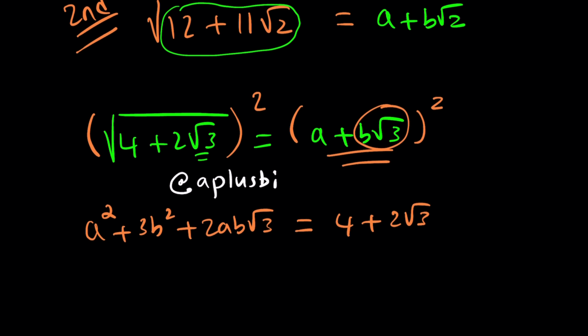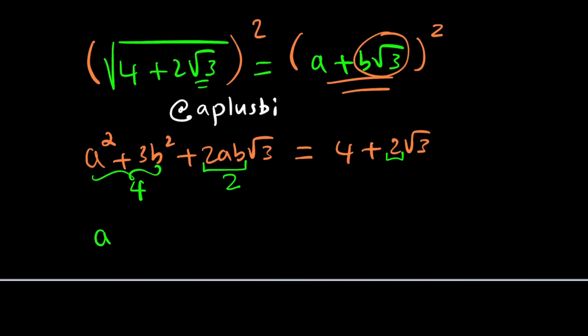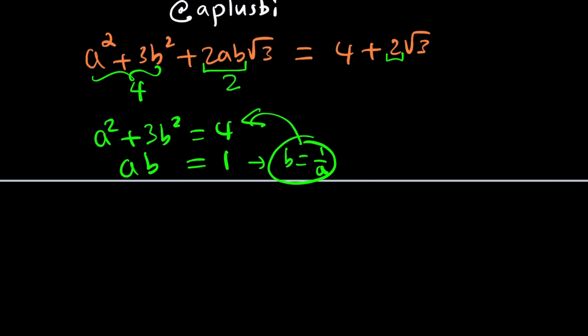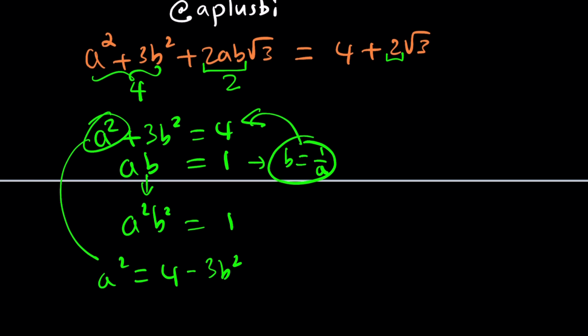Okay, now, in this case, we can safely say that the radical part equals the radical part. So 2ab is supposed to equal 2, and a squared plus 3b squared is equal to 4. That gives us a system of equations, and you can solve it in so many different ways. Again, there's a lot of methods, but ab from here is going to be 1 if you divide by 2. And here, you can isolate b. That's one way to approach it, 1 over a. Go ahead and plug it in. Or, I have a better idea. You can actually square both sides. You get a squared b squared equals 1. And then you can isolate a squared from here, write it as 4 minus 3b squared, and then substitute this.